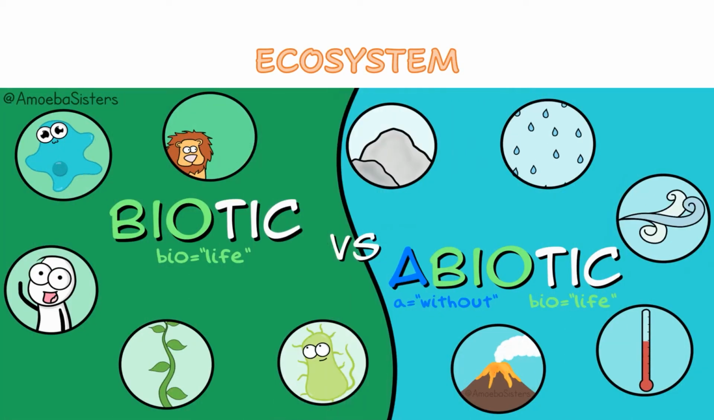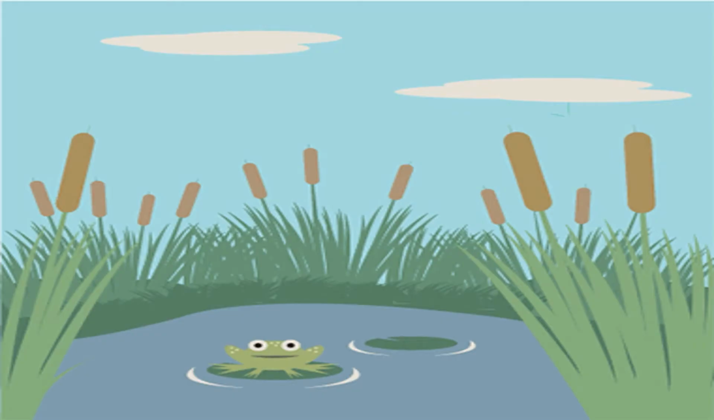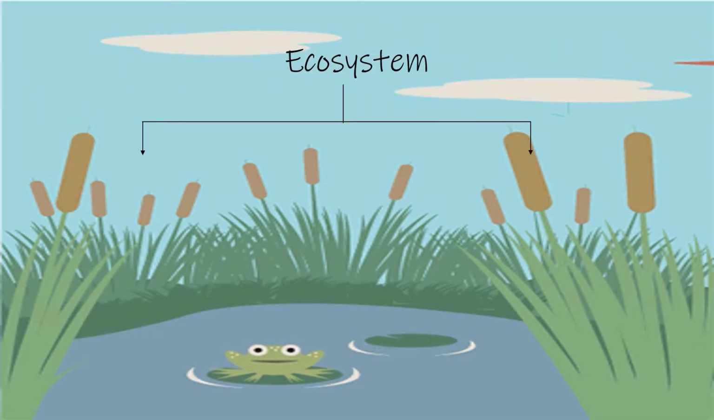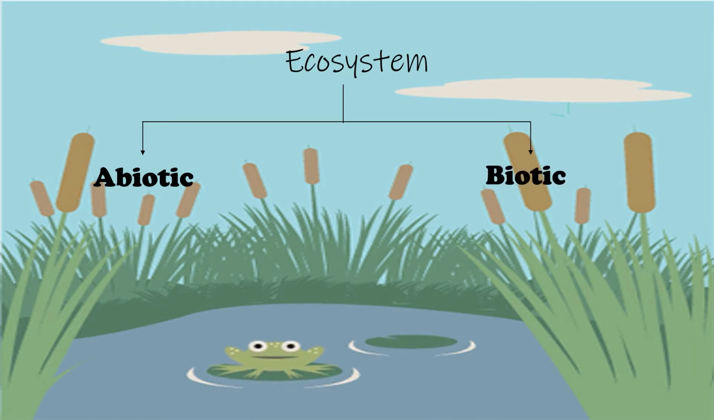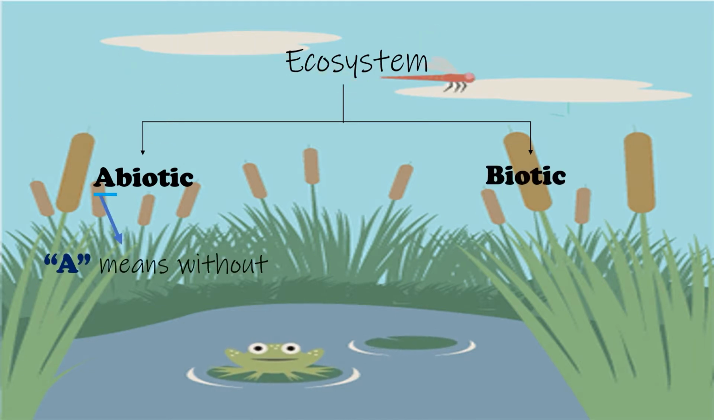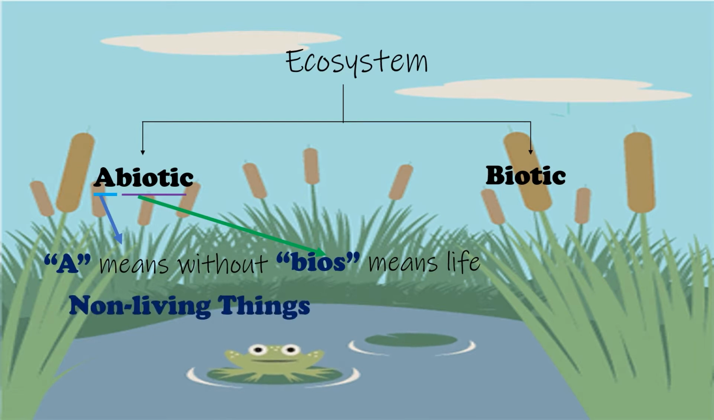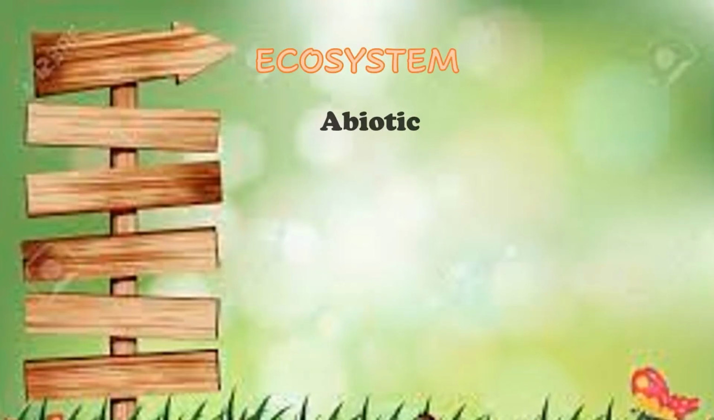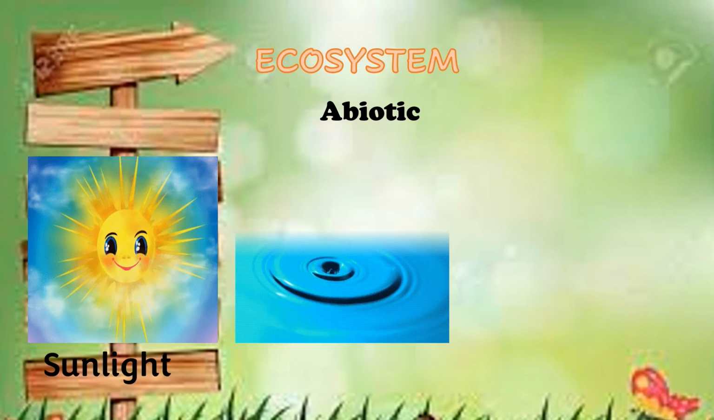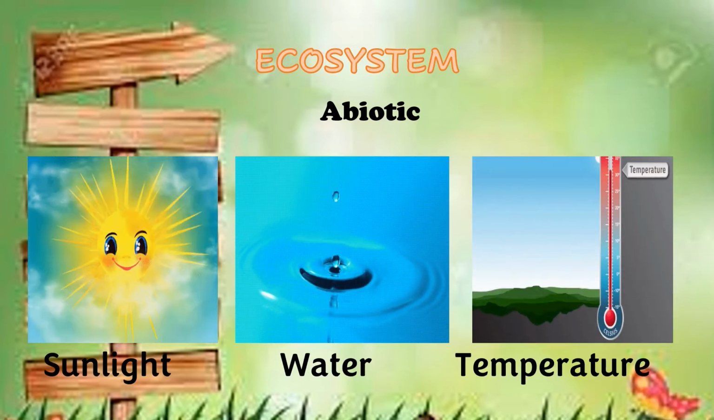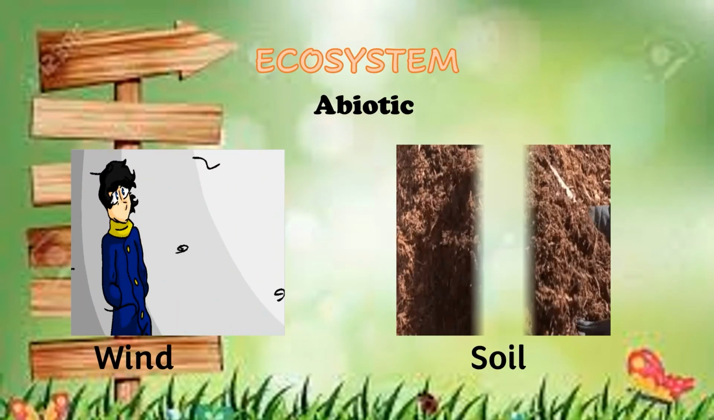Ecosystem is subdivided into two types, abiotic and biotic components. A means without and bios from the Greek word means life, which means abiotic is the non-living things, while biotic are the living things. Examples of abiotic components are sunlight, water, temperature, wind, and soil.